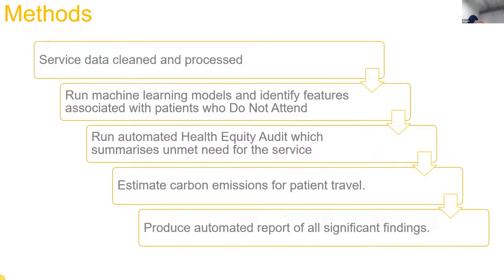An overview of our methods. First of all, we imported the data and we've cleaned and processed it. We then run a machine learning model which identifies features and characteristics associated with patients who do not attend their appointments. Secondly, it runs an automated health equity audit which summarises unmet need for the service compared to the general population. And thirdly, it estimates the carbon emissions associated with patient travel to the service and then produces an automated report of all significant findings.